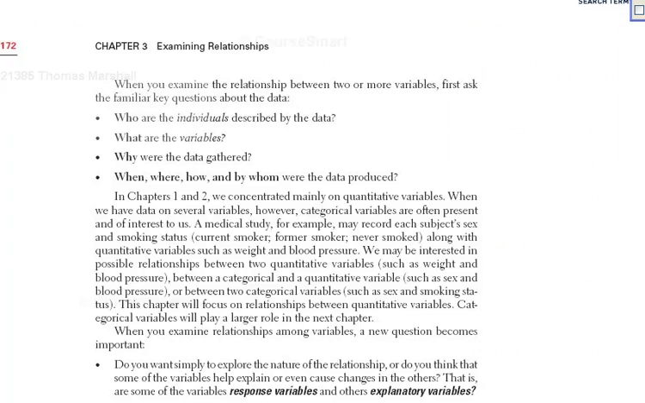All right, important ideas in section 3.1. We are answering the following questions. Who, now this is clearly page 172 in your textbook. Who are the individuals? What are the variables? Why were the data gathered? When, where, how, and by whom?